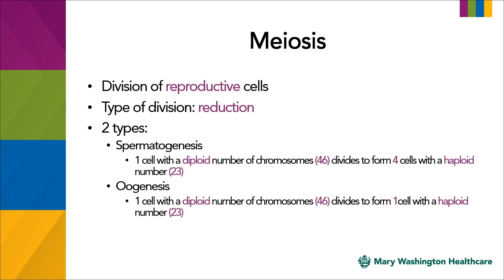Meiosis is a division of reproductive cells. This type of division is called reduction division because we're going to go from 46 chromosomes down to only 23, which is exactly half. So the two types of meiosis are spermatogenesis and oogenesis. In spermatogenesis, we're going to go from one cell with a diploid number of chromosomes, which is 46, to form four cells with a haploid number, which is 23. In oogenesis, one cell with a diploid number, which is 46 again, divides to form one cell with the haploid number instead.